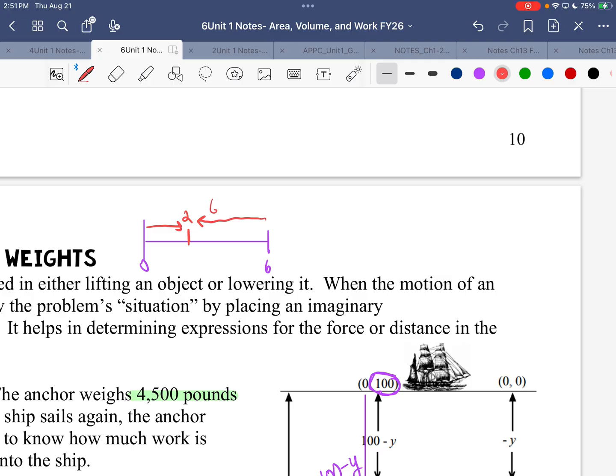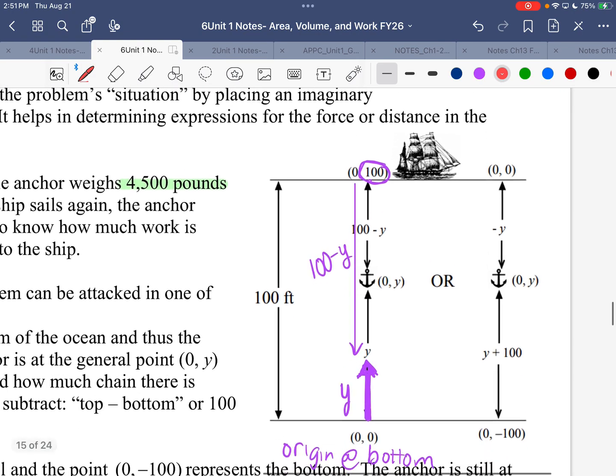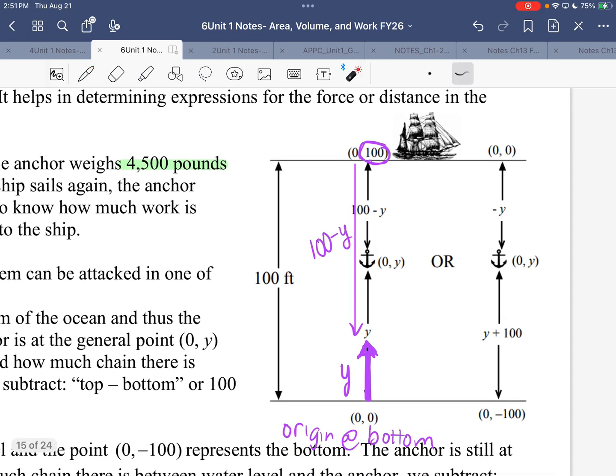It is 6 minus 2 is 4 away. So if I moved to the right some x amount, but I really want to figure out this difference from x to 6, what would it be? 6 minus x. So it's the same idea, just switch the orientation around. I've moved y amount, but I really want to figure out the displacement from 100 feet to that y location. So it's 100 minus y.